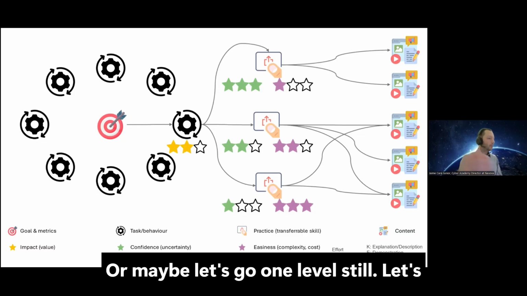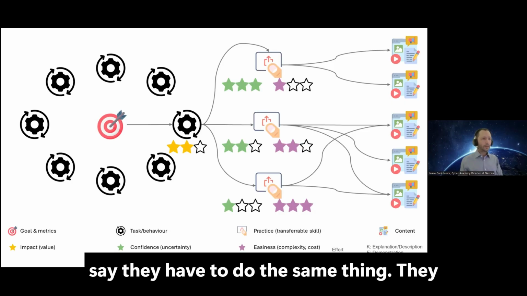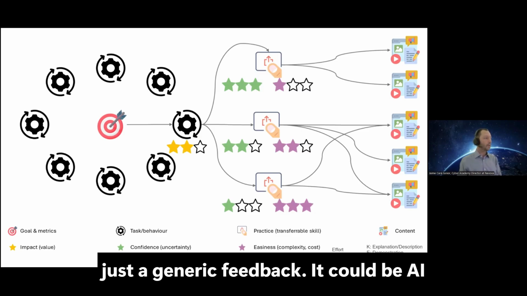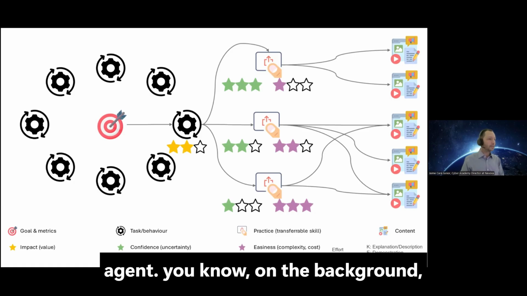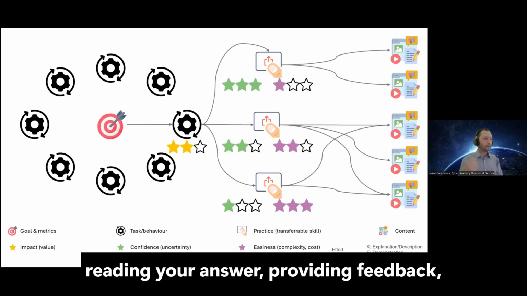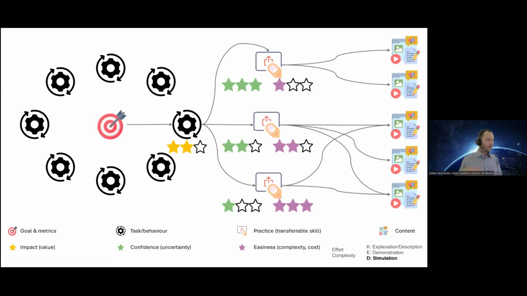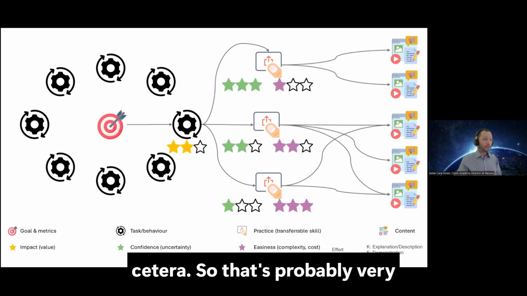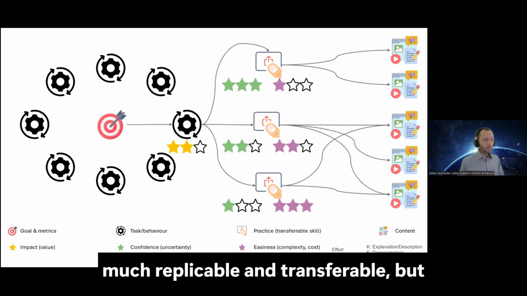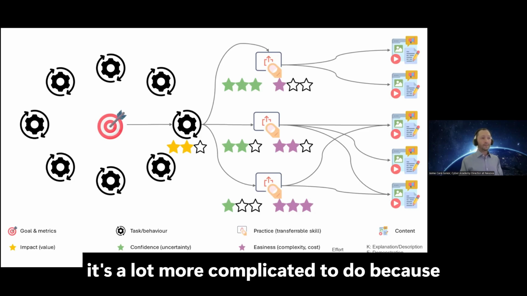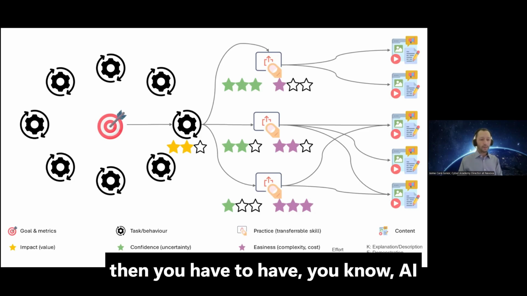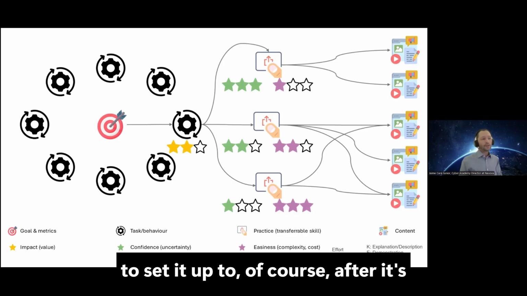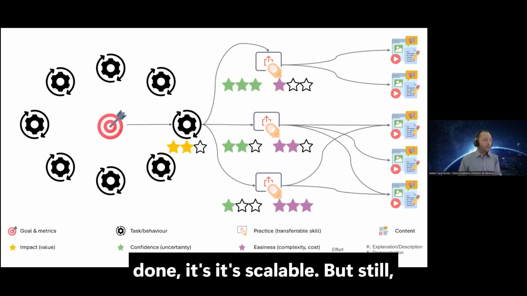Or maybe let's go one level still. Let's say they have to do the same thing. They have to type in the real answer, but it's not a person doing anything, or it's not just generic feedback. Maybe it could be an AI agent in the background, reading your answer, providing you feedback, maybe even giving you follow-up questions for you to further reflect on your answer, etc. So that's probably very much replicable and transferable, but it's a lot more complicated to do, because then you have to have AI in-house, and there's some work to set it up. Of course, after it's done, it's scalable, but still it's not simple.